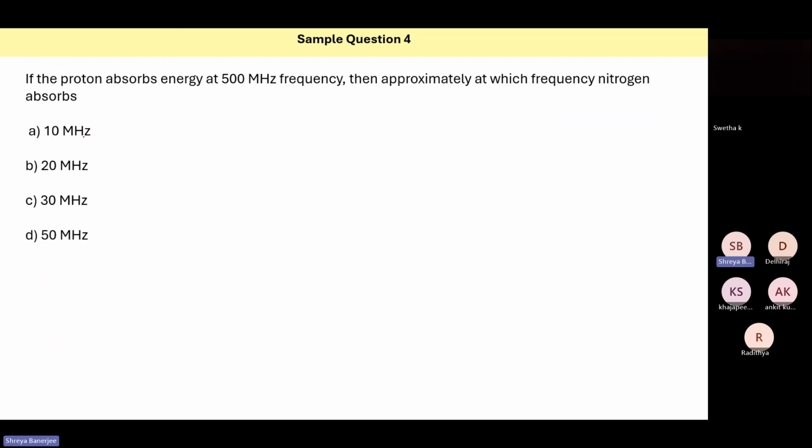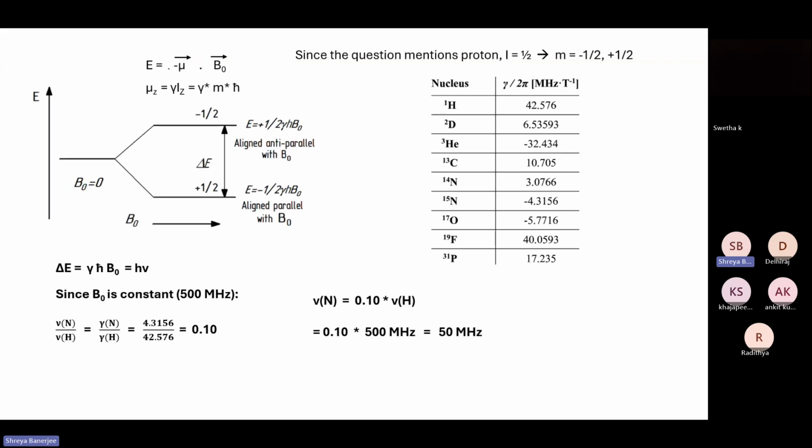The next question is also a small numerical where it says that if the proton is absorbing energy at 500 megahertz frequency, then approximately at what frequency will nitrogen absorb. I'll come back to the options after this is solved. So here the formula to remember is delta E is gamma H bar B naught, and this is equal to H nu. So the delta E, that is the energy difference between the lower and upper states, is gamma H bar B naught, and we can also write it as H nu.